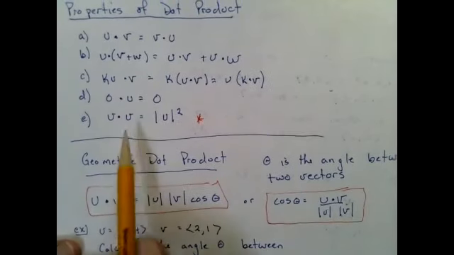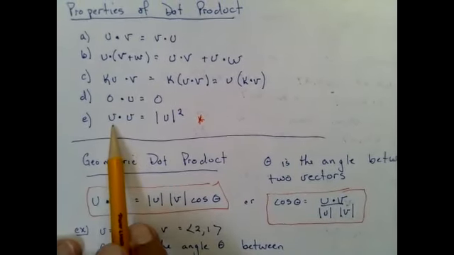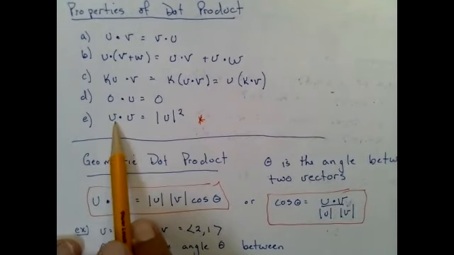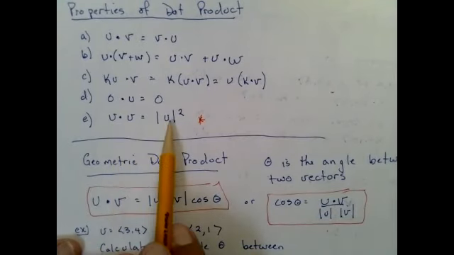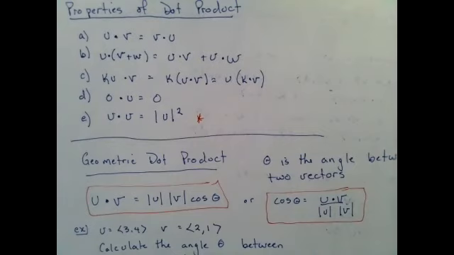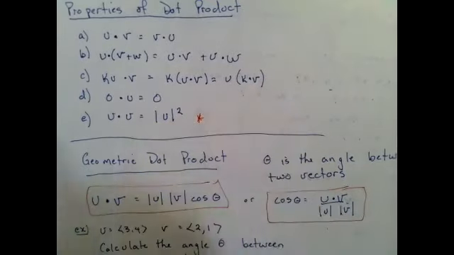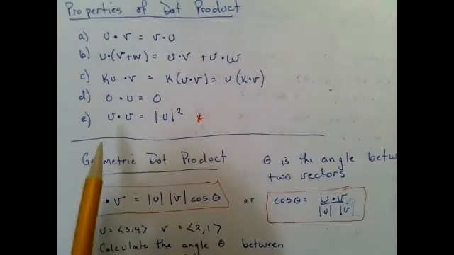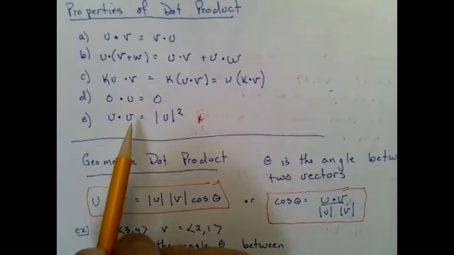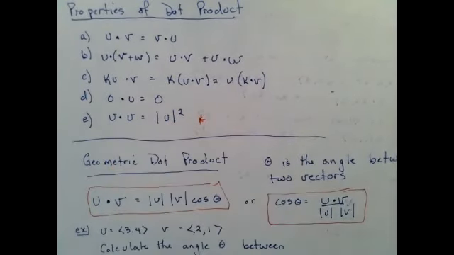Look at this. U dot product U equals the magnitude squared. Remember, these bars are called the magnitude. So if I took the dot product of something times itself, I would get the magnitude squared.